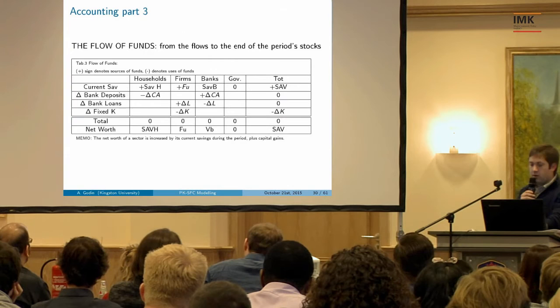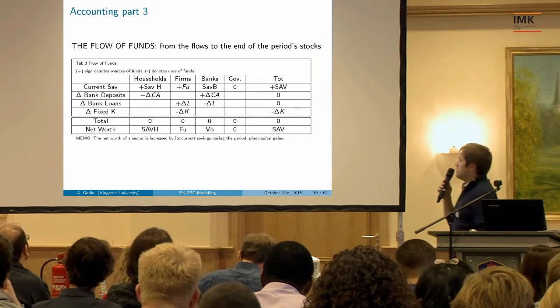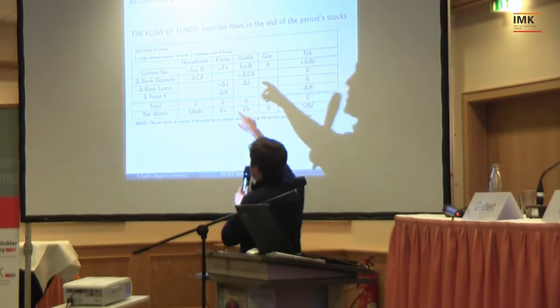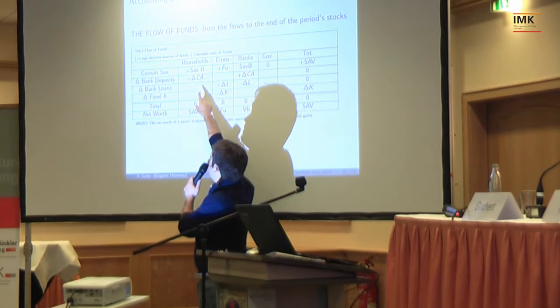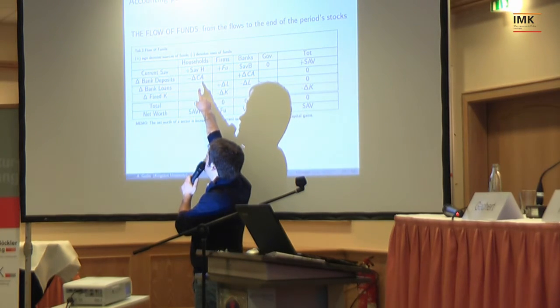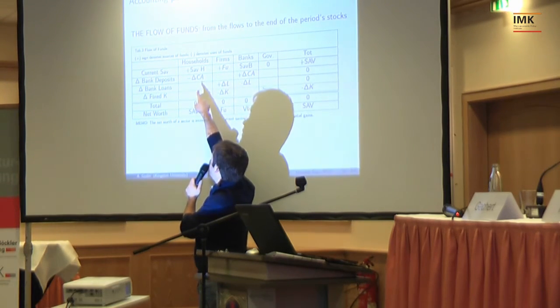Then you need to understand, from these saving positions, how do you get to the change in balance sheets? So you start again, and you have the savings from the household, sorry, and these maybe lead to an increase in current account. And so that's how you end up with 0. So all the savings are being allocated to the deposit.